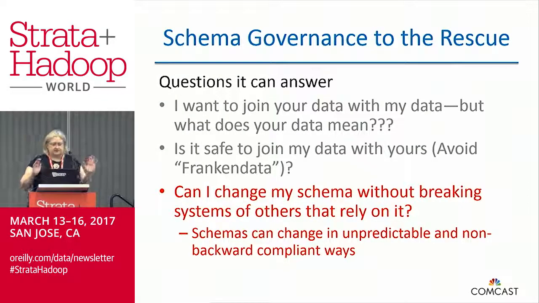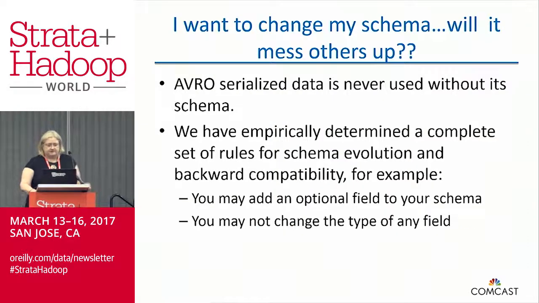Okay, so I want to go on to the next question about schema evolution. If I change my schema, will it break somebody else's code? And schemas can change in unpredictable and non-backward compatible ways, so this is important. So Avro serialized data, binary serialized data anyway, is never used without its schema. And JSON serialized data is rarely used without its schema because why the heck would you? More on that later. We have empirically determined a complete set of rules for schema evolution and backward compatibility. And these are just two simple examples.